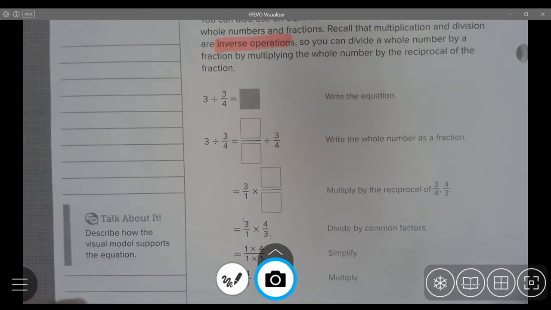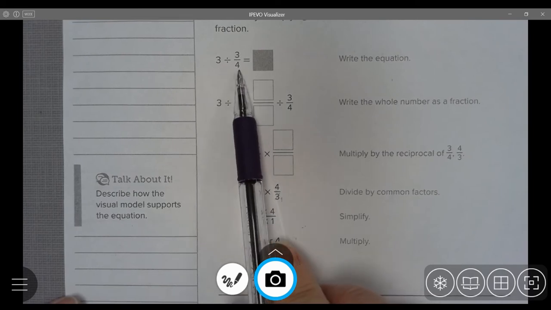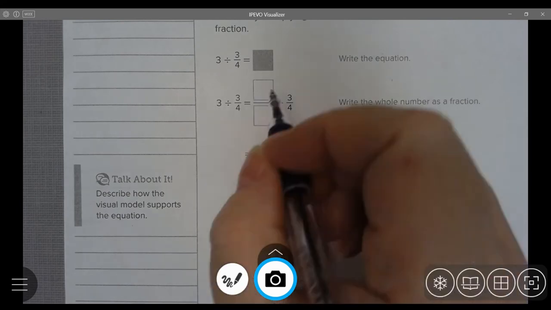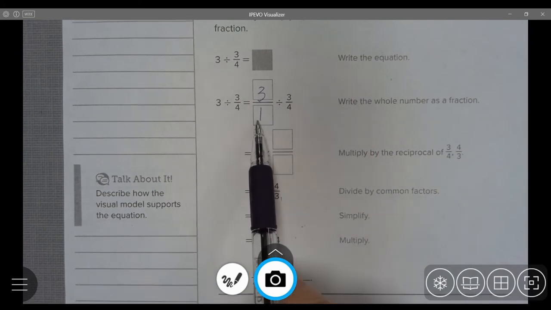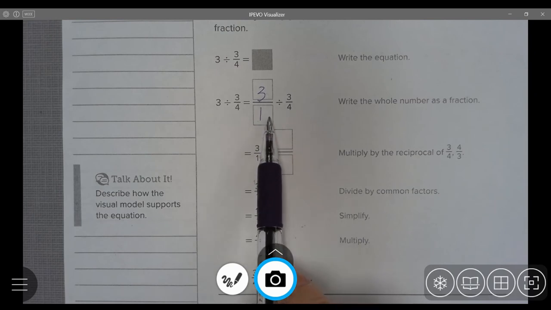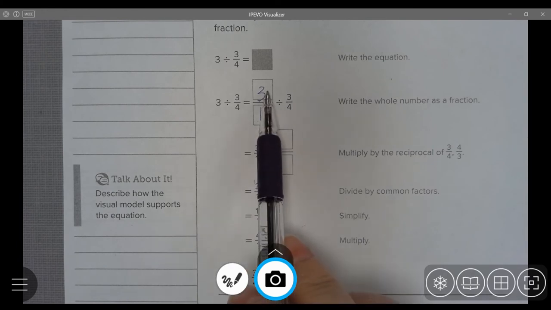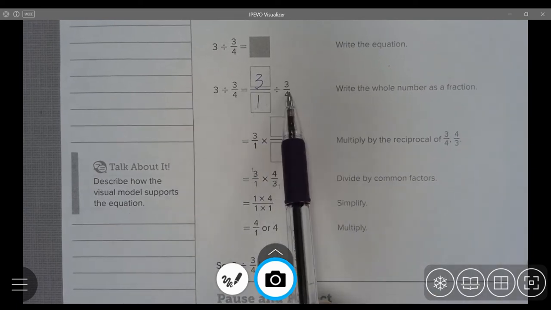I know that seems kind of confusing, but here's the example of it. So we're going to write the equation, 3 divided by 3/4. That's the equation we had on the previous page. Now we're going to take this problem that we had, and we are going to take the whole number and create a fraction. So I'm going to put 3 over 1, because 3 as a whole is also represented as 3 over 1 to make a fraction. So now instead of 3 divided by 3/4, we have 3 over 1 divided by 3/4. So we have 2 fractions. We're going to divide now fraction by fraction.